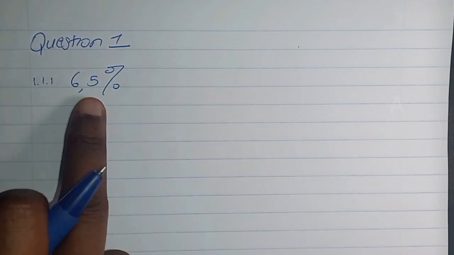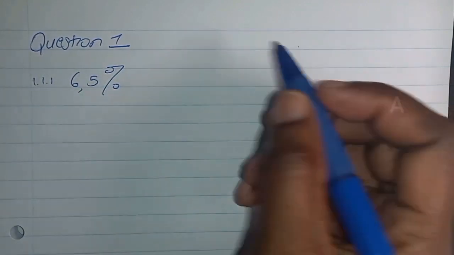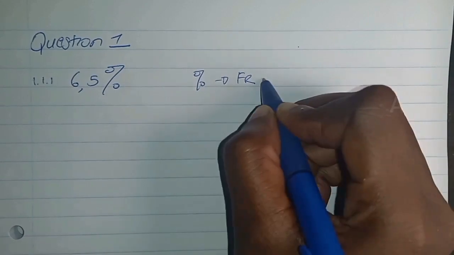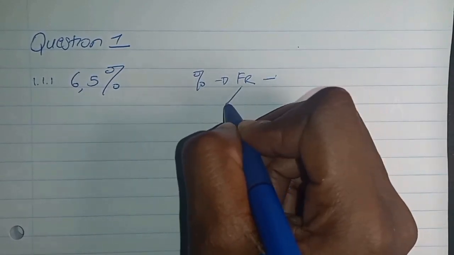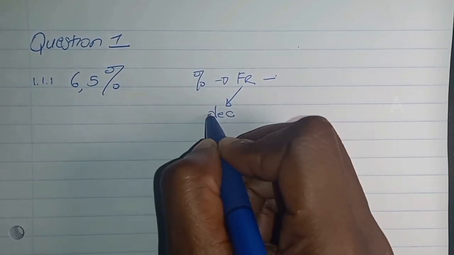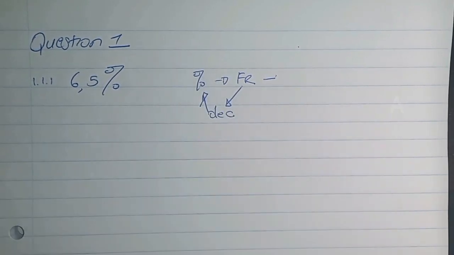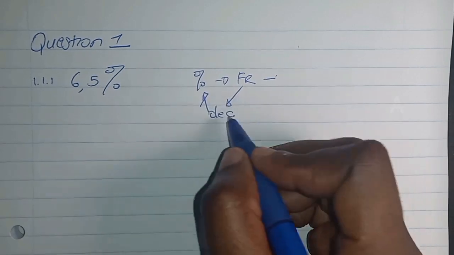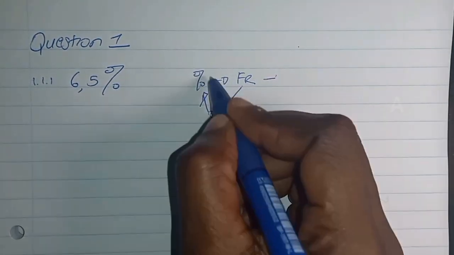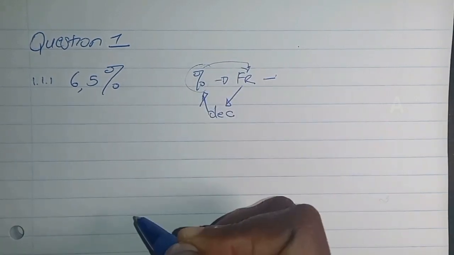6.5% change. So I'm just going to write it, make sure it's right in front of me, and they want us to change this. So what I'm going to do, I'm going to remind myself, a percentage can be written as a fraction. A fraction can be written as a decimal fraction, and a decimal fraction can be written as a percentage. So even if you have a decimal, you can change it into a percentage and then change it into a fraction, from percentage to fraction.